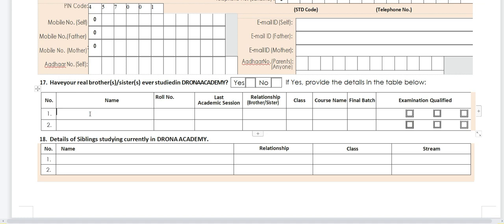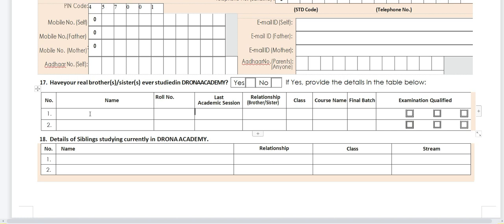Have any of your real brothers or sisters ever studied in Drona Academy? You have to just take yes or no. If it is not applicable, just take no and leave the column and move to point number 18. If it is applicable, that your real brother or sister is studying in Drona Academy currently, or they have already studied and moved out, you have to just provide the name and their roll number, which is not applicable. I think we have not provided any roll number till the last session.